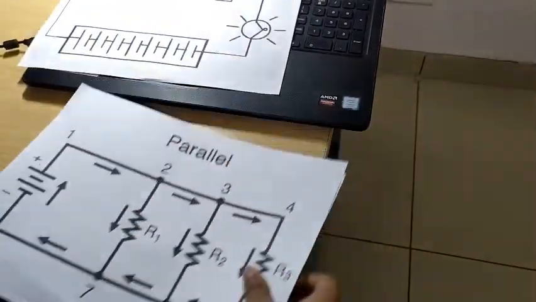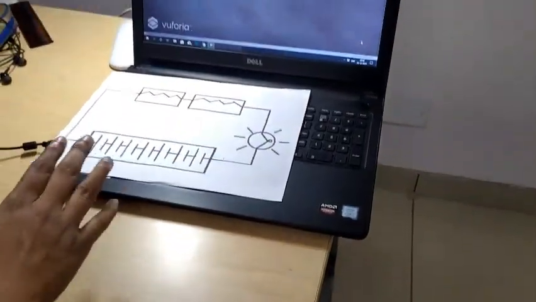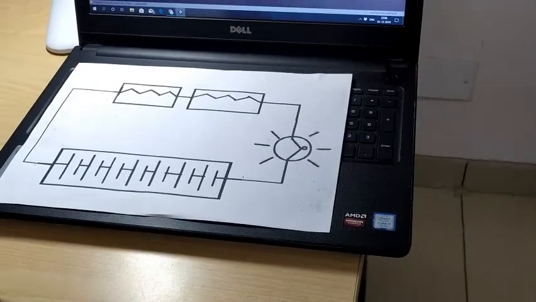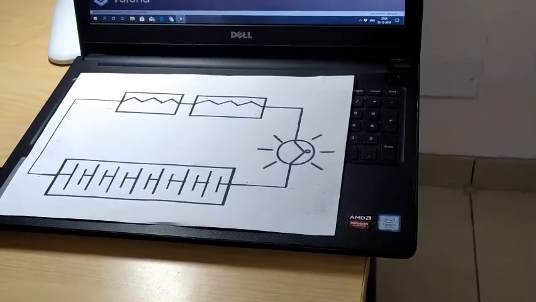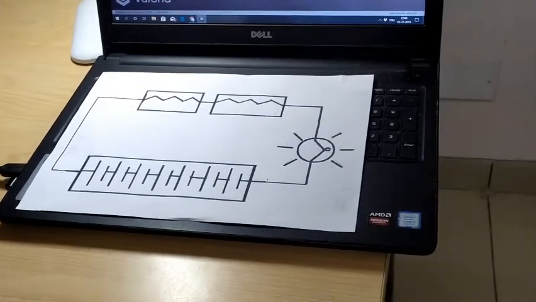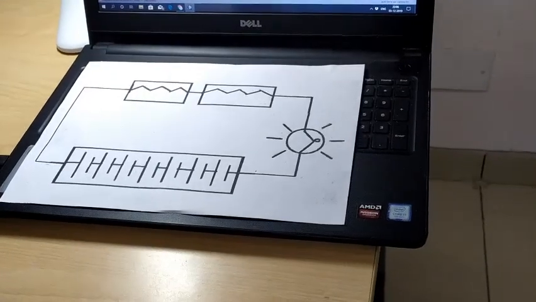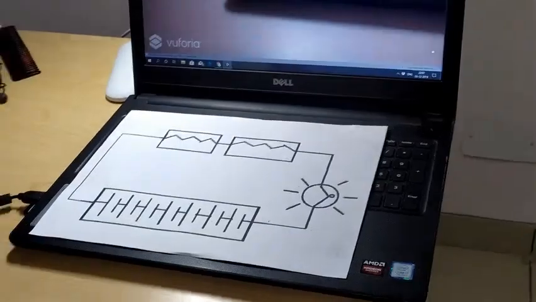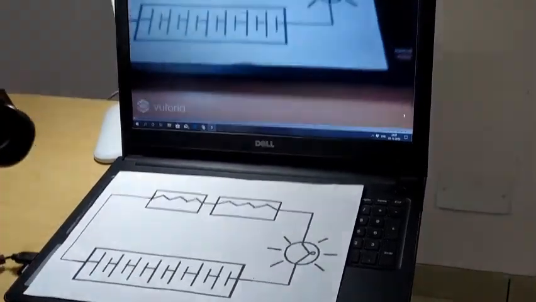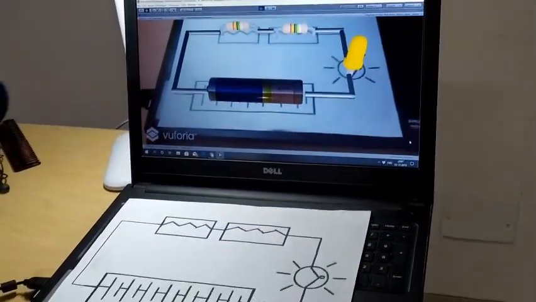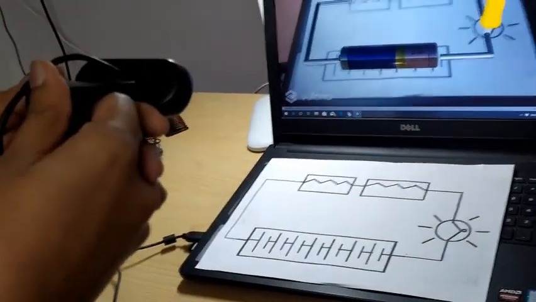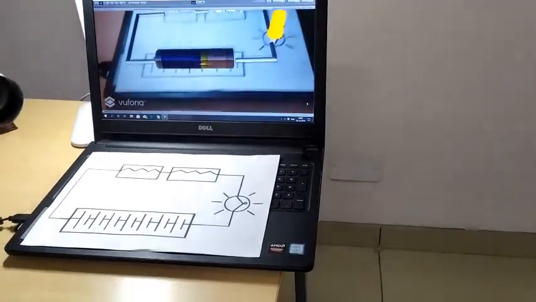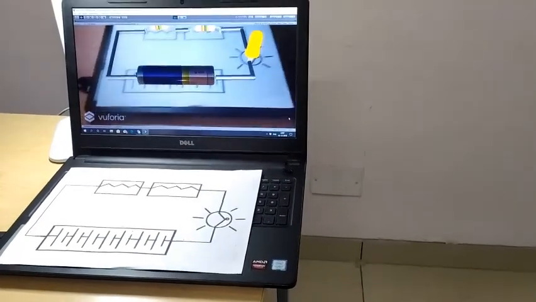So as you can see in this circuit there are no 3D virtual components. So in augmented reality what happens is when we place the camera in front of the circuit, then the circuit gets overlaid by 3D virtual components like resistor, batteries and cell. So as you can see, the circuit is being overlaid by the 3D virtual components like resistors, bulbs and batteries and wires. So this is augmented reality.